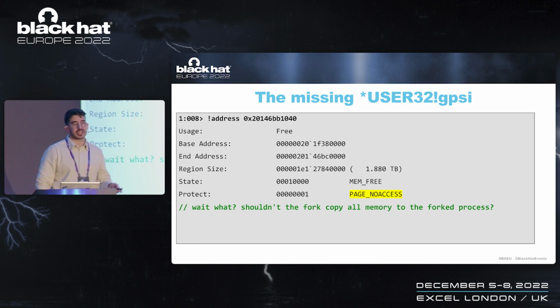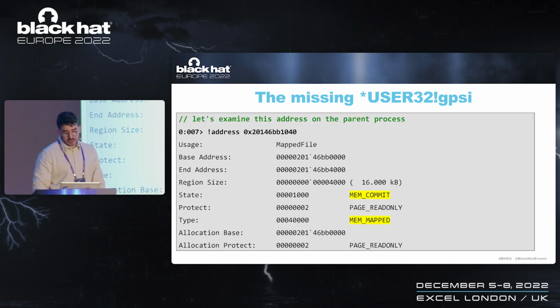So let's check it. Let's try to see why the symbol GPSI is missing. So starting around, I'm going to examine this address on the parent process to see what its features are, and maybe it will give me a hint of why it's not getting forked, this address. So the contents of this address is those committed address with a permission of mapped, meaning a shared memory address.